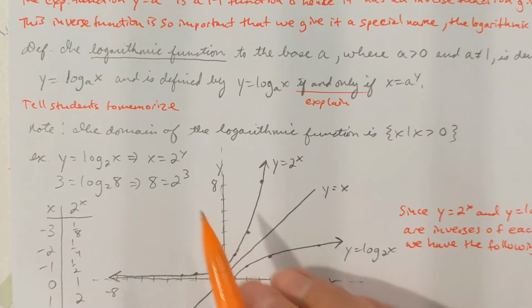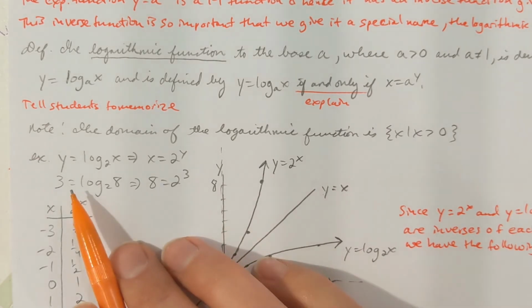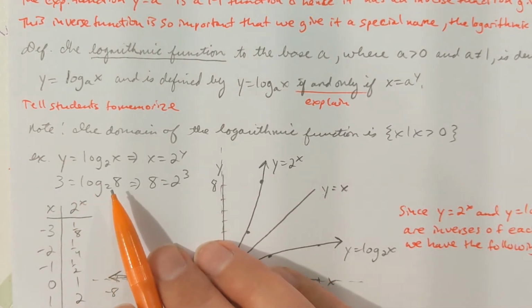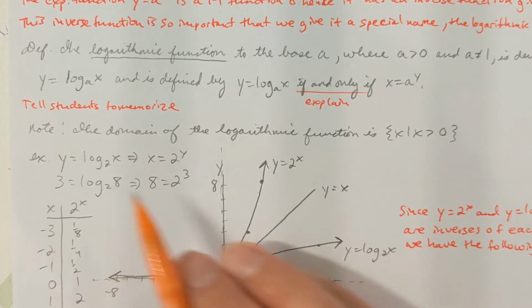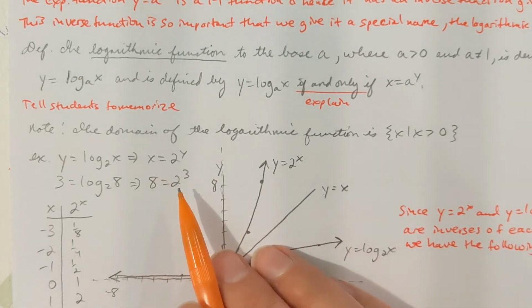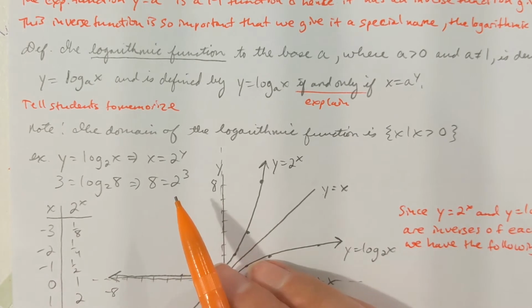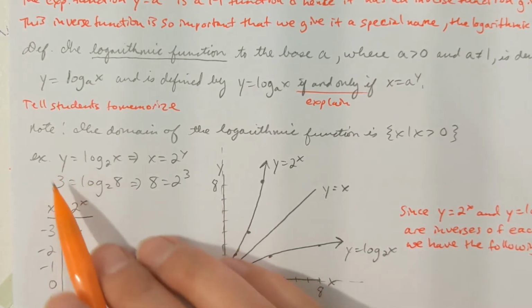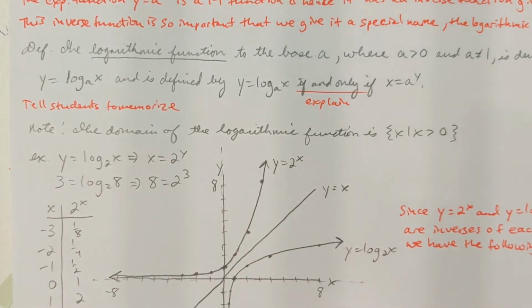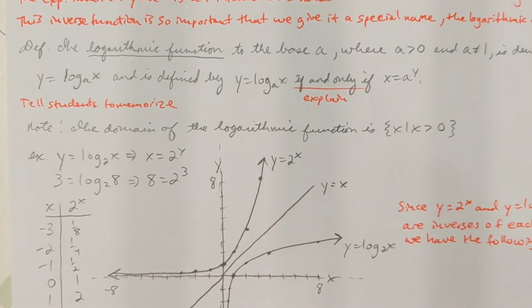But 2 cubed equals 8, and 3 equals log base 2 of 8, that means exactly the same thing. It's just how you're writing it. One's using the exponential form, which we're more familiar with, but the logarithmic form would be representing the same thing. It's just a notational thing.